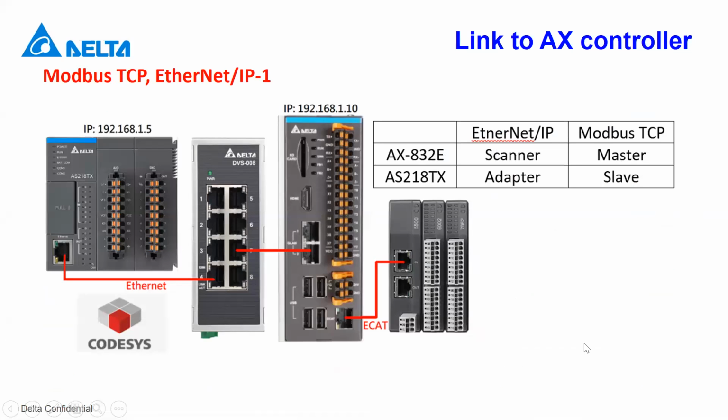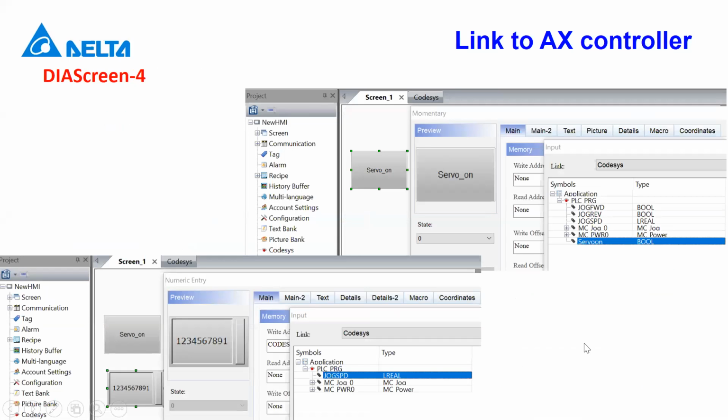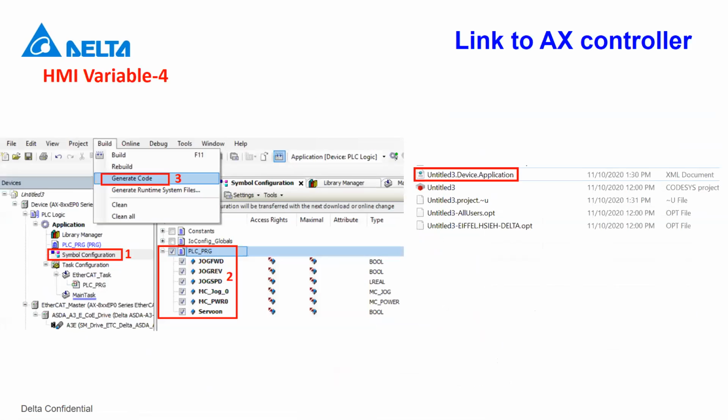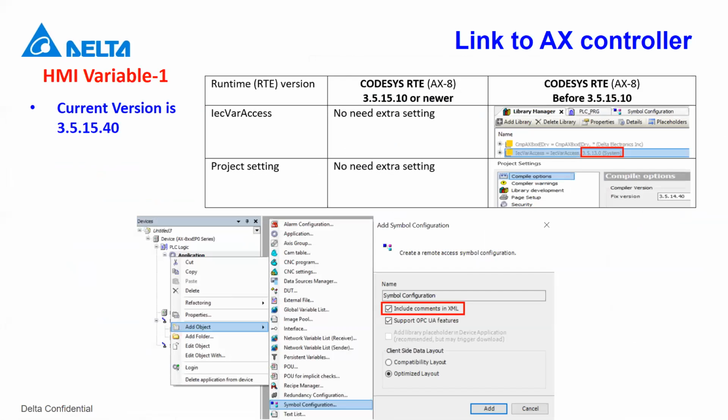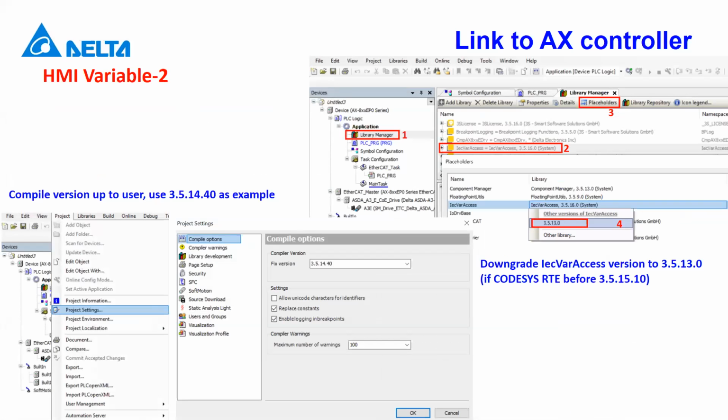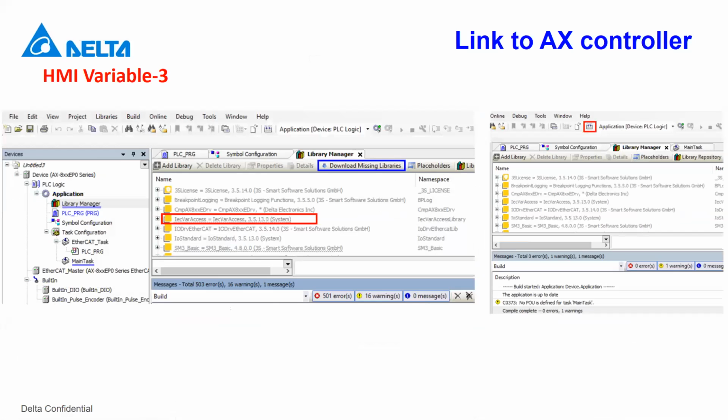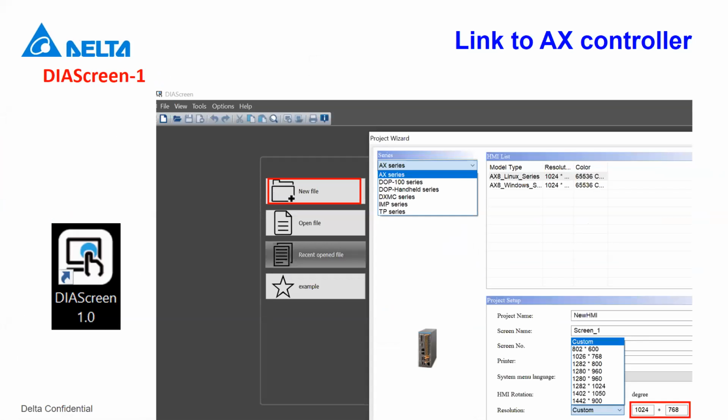Okay, not sure if there are any questions so far. Basically, on this page, I just showed you how to define and generate the variable from CODESYS software to DI screen.